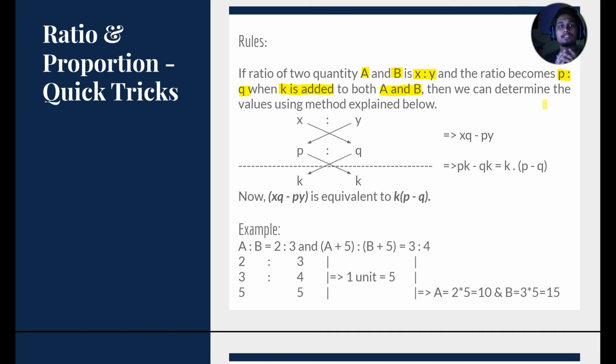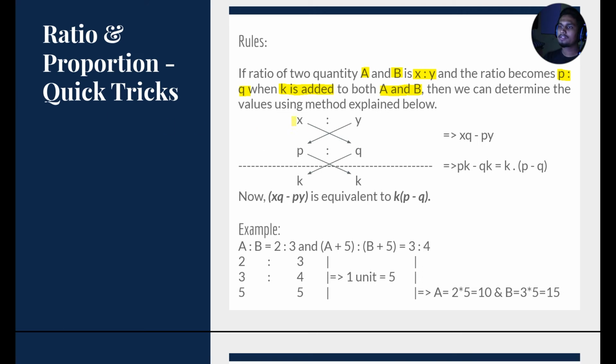We don't know the actual amounts for A and B, and we don't know the final values for them as well, but we know how much amount was added to the values. So we can determine the initial or final values using this method. So let's look at the method.